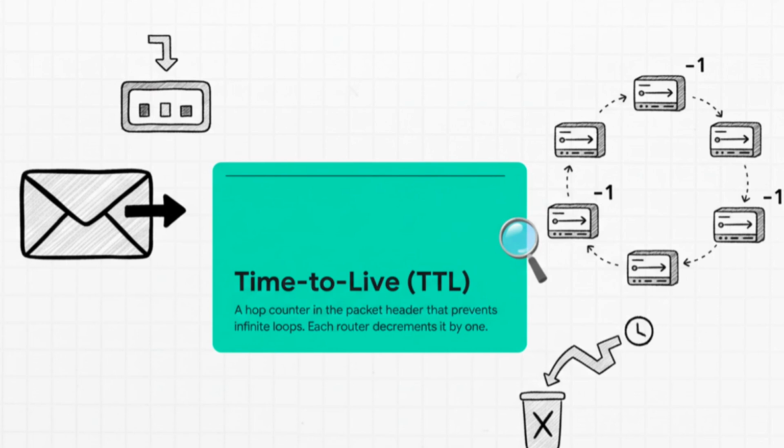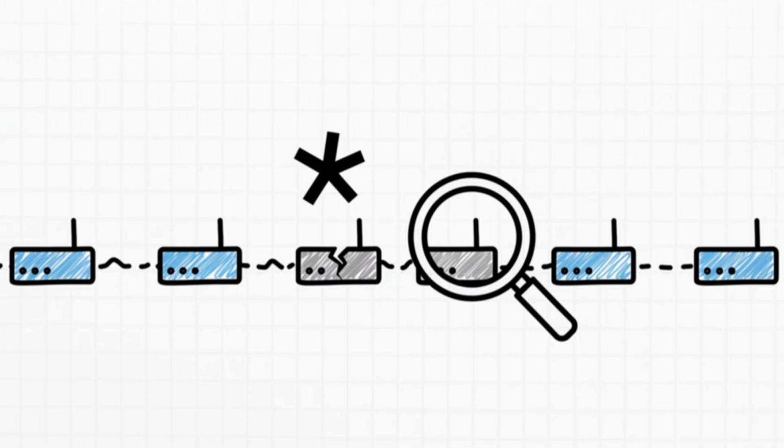It's a hop counter. Every single time a router forwards the packet, it subtracts 1 from that TTL number. If that number ever hits 0, the packet is just discarded. It's a fantastic, simple safety net that prevents a lost packet from bouncing around the internet forever and causing a massive traffic jam. This is exactly what's happening under the hood when you run a tool like Traceroute to figure out why a connection is failing.